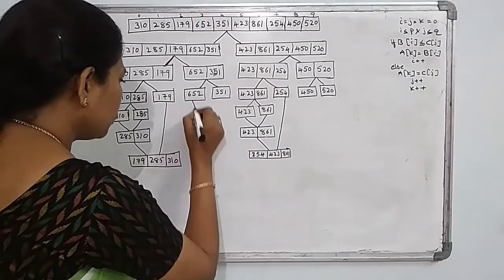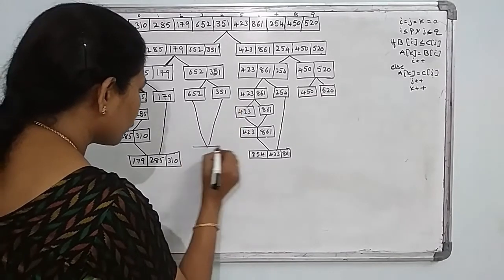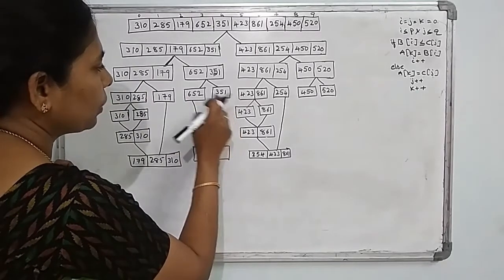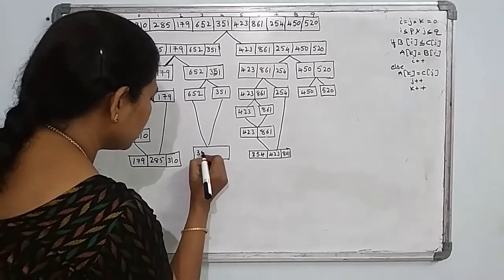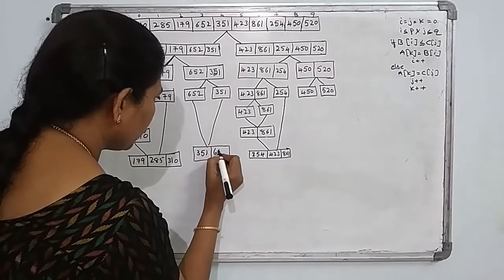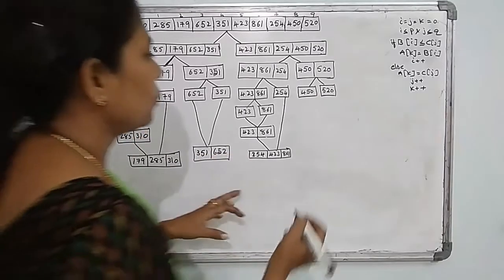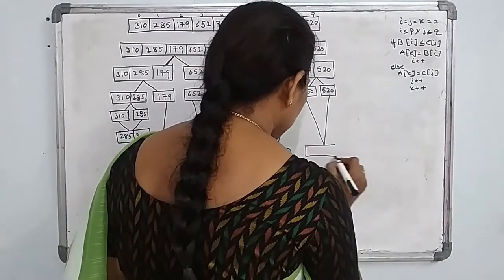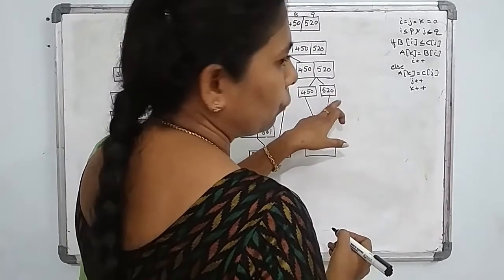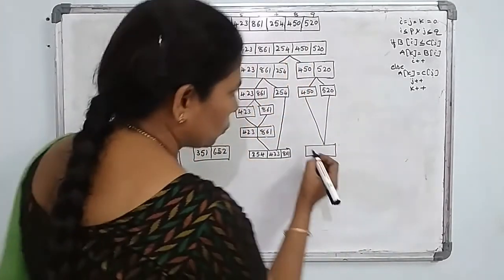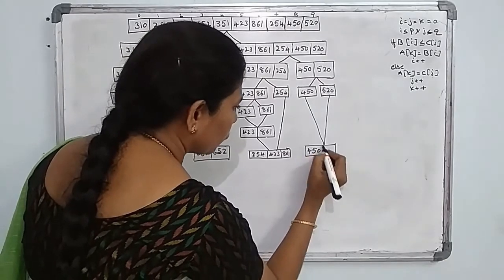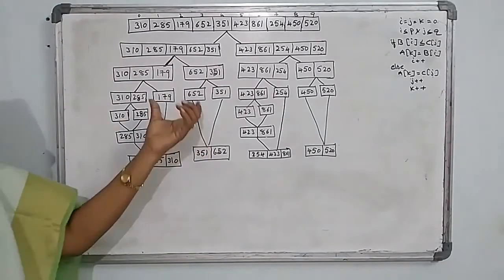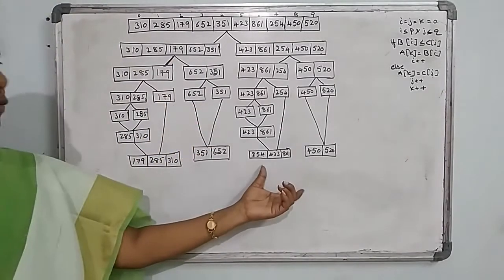Okay, now combine these two elements. 652 and 351. 351 is less than 652, so you take 351, then 652. If you take this one, 450 and 520. 450 is less than 520, so first you take 450, then 520. So you are merging these two elements and you can find this one.